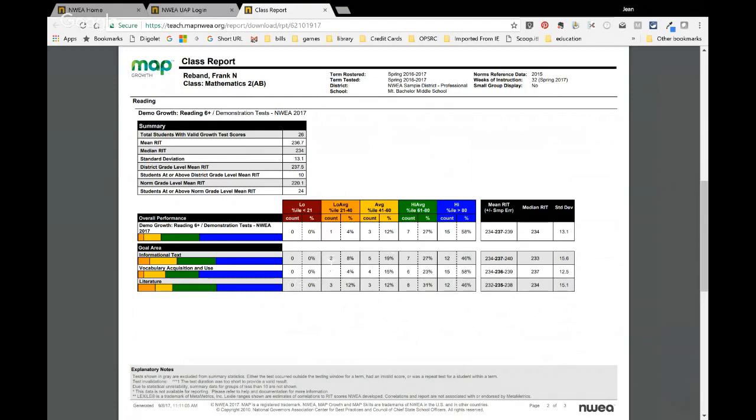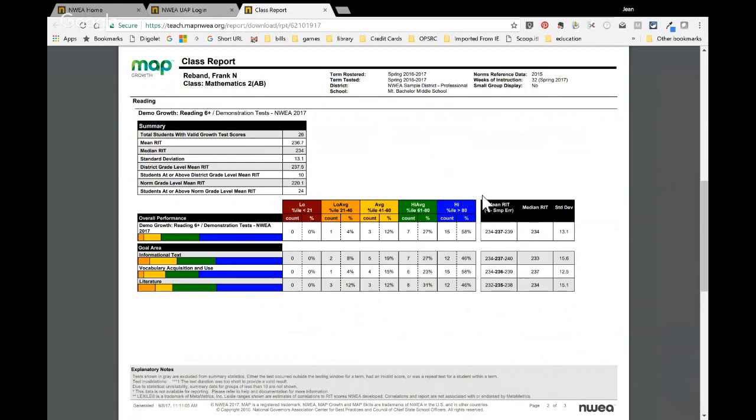And then if I move over, I also get the numerical information when I need that too. So I can see that he's got only 1 student in the low average for vocabulary acquisition and usage. He has 2 students in informational text. And he has 3 down in literature. So I get the numbers there, but I see at a glance over here.